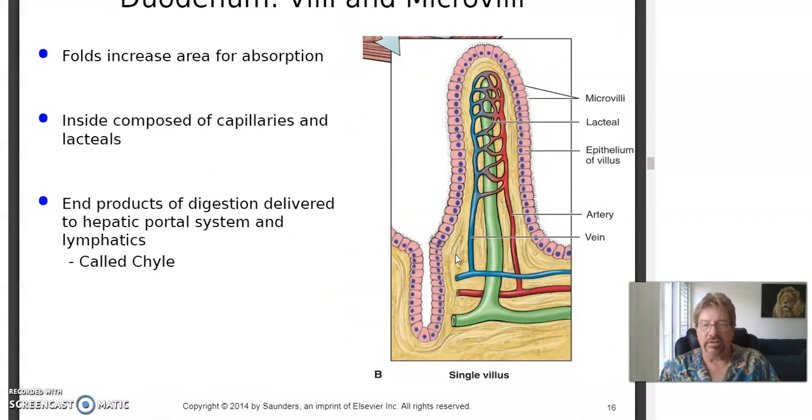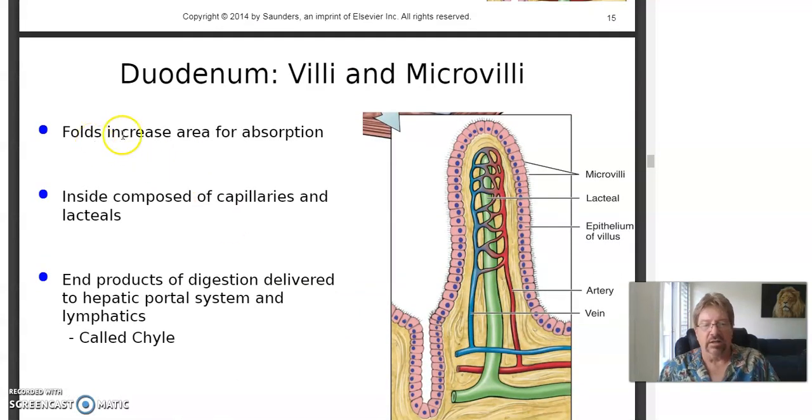Here's a villi and a microvilli. Folds increase area for absorption, increase surface area. Insides compose capillaries and lacteals. End products of digestion delivered to the hepatic portal system and the lymphatics. It's called chyle. So it's a bolus, chyme, and a chyle.